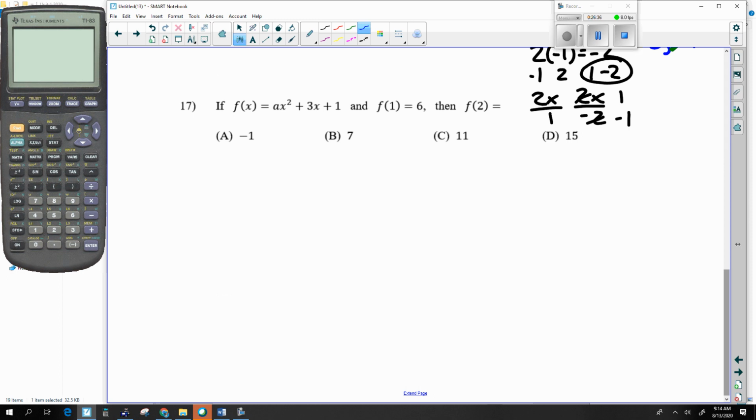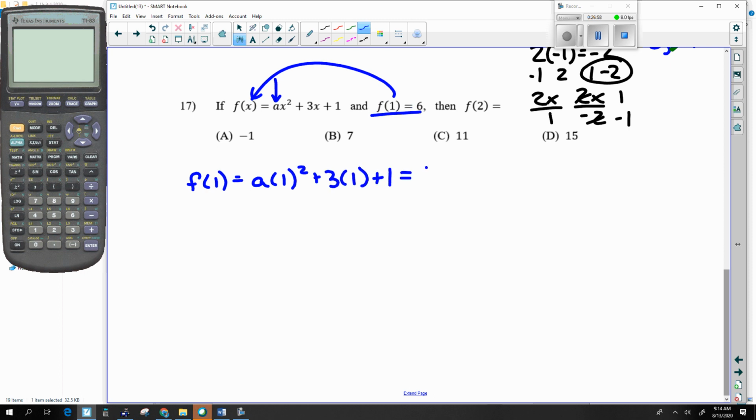If f of x is equal to blah, blah, blah, f of 1 is equal to 6, what is f of 2? All right, so I'm going to plug in f of 1 into here in an attempt to figure out what a is. So f of 1 is going to be this, and that is equal to 6. So this is a plus 3 plus 1 is equal to 6. A is equal to 2.